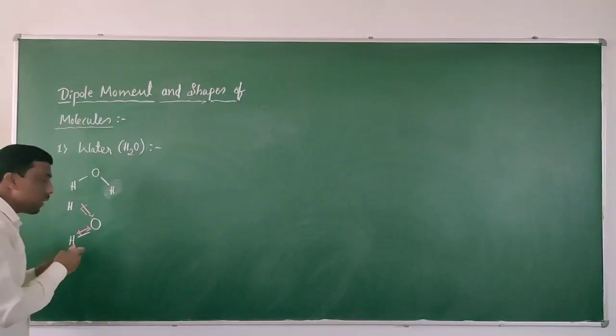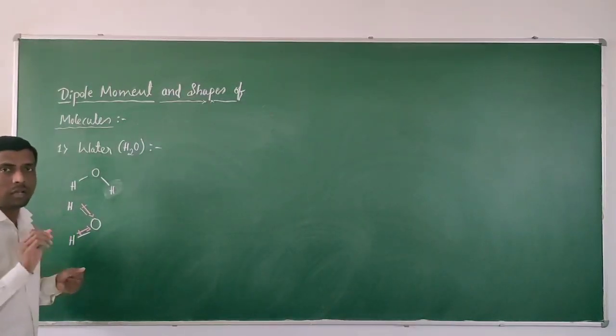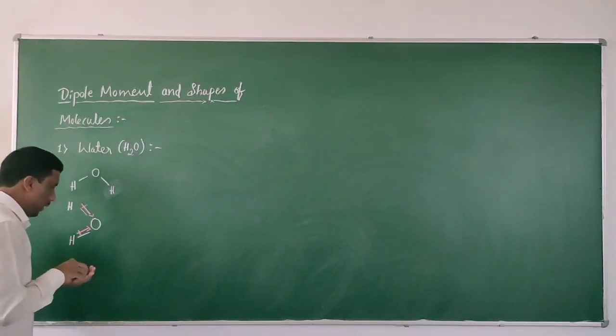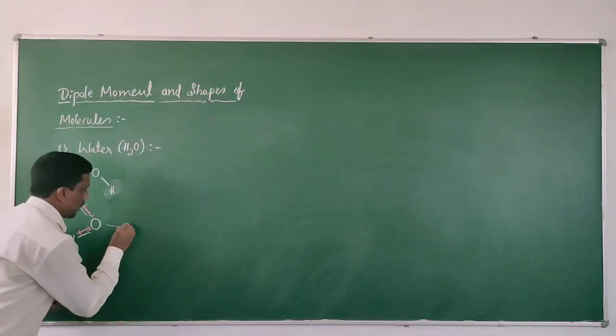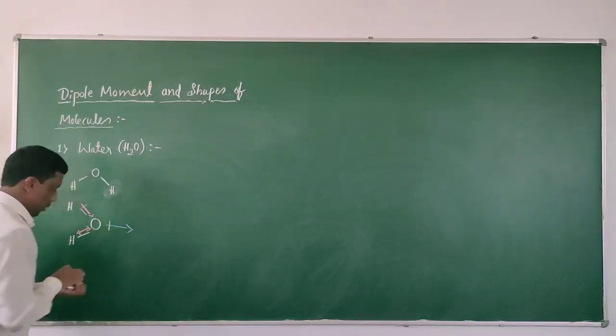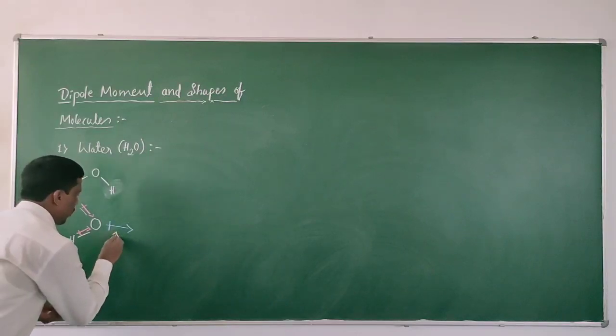Now I need the net dipole moment, resultant dipole moment. Resultant dipole moment is in this direction. This is the resultant dipole moment.